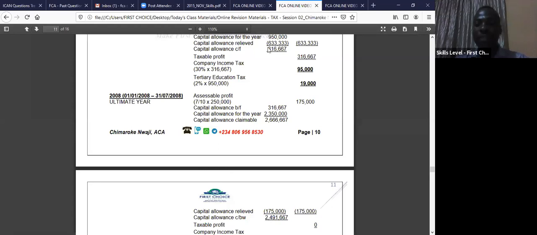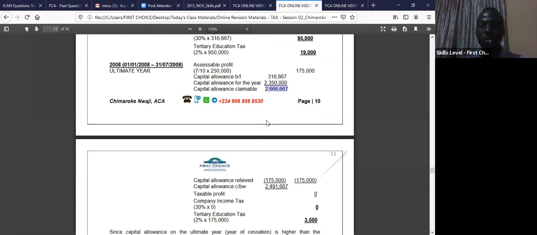Now, capital allowance brought forward. This capital allowance that was carried forward is still being brought forward. Now, we are yet to claim it. We now sold all the assets, and this was the balancing allowance we had. So we are going to add this balancing allowance to this capital allowance brought forward. And we have total allowance claimable to be this.